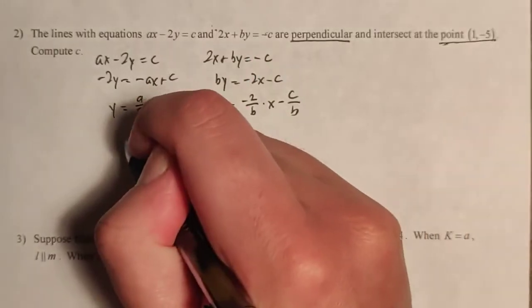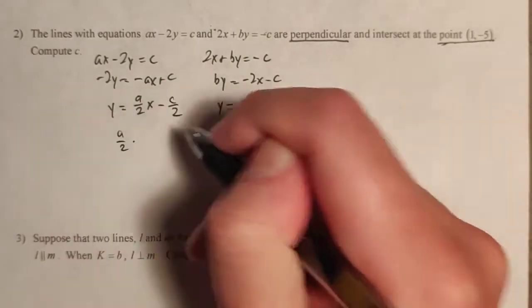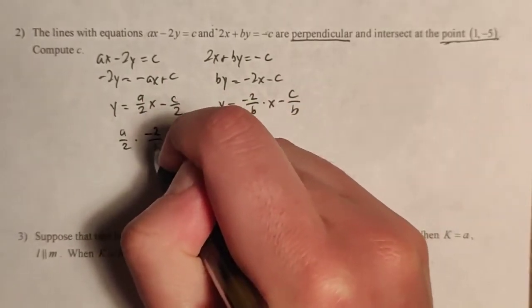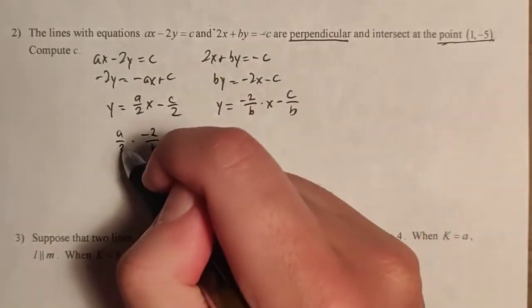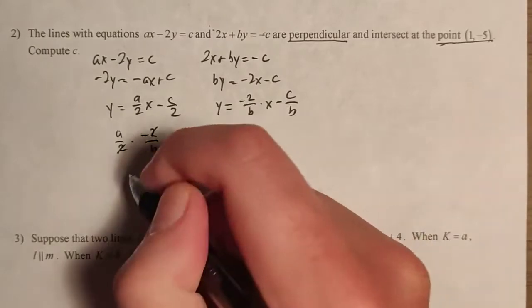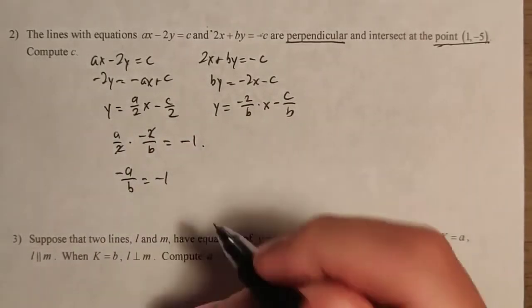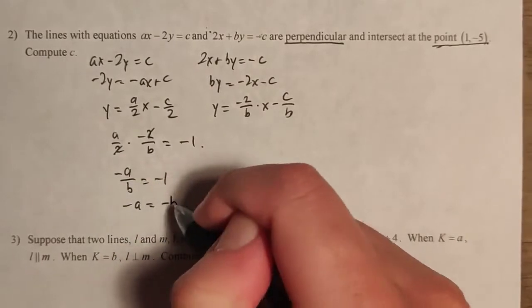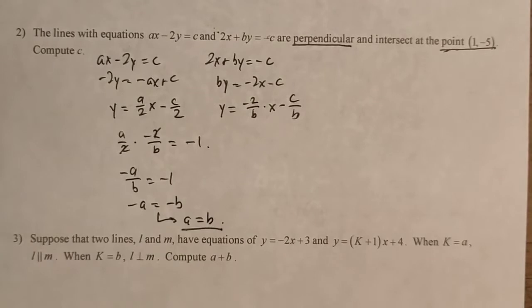So according to this, we can take the slopes: we have a over 2 times negative 2 over b, and that's equal to negative 1 since they're perpendicular. Now the nice part is that the 2 and the negative 2 cancel out here, so I get negative a over b equals negative 1. If I multiply both sides by b, I get negative a equals negative b, which implies that a equals b. That's a huge bit of information. So now we have a equals b.